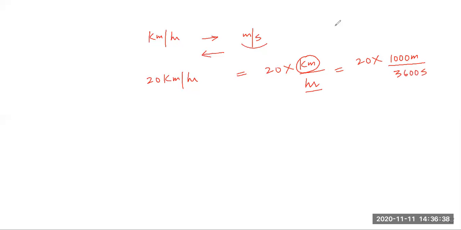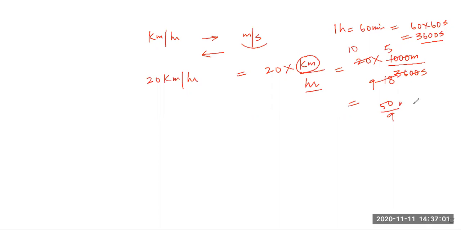Okay. See, 1 hour is equal to 60 minutes, and 1 minute is equal to 60 seconds. So 60 into 60 seconds, that is 3600 seconds. So students, this is equal to 5 by 18. So this will be 10 by 9. So 50 by 9 meter per second.